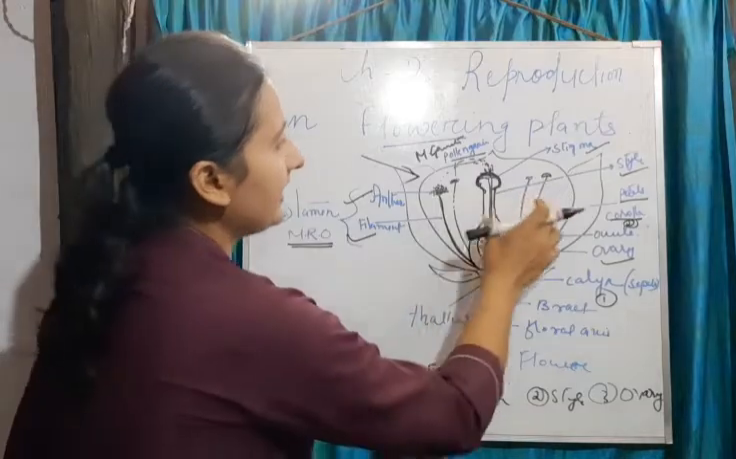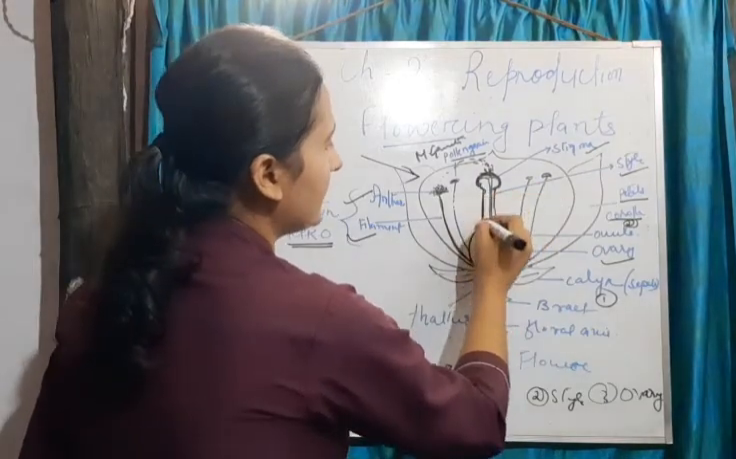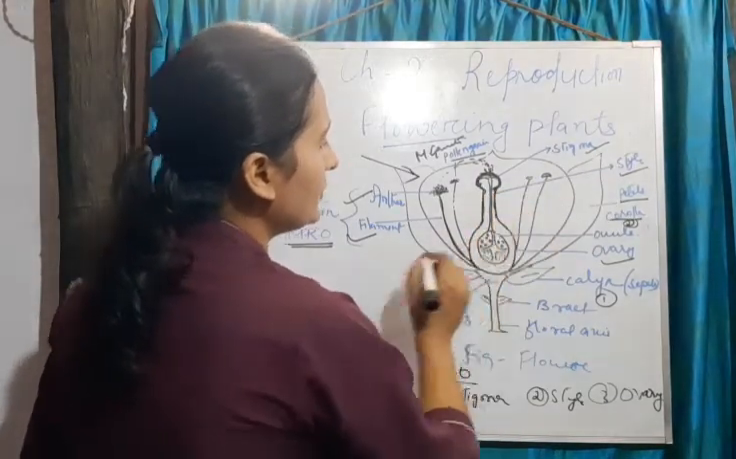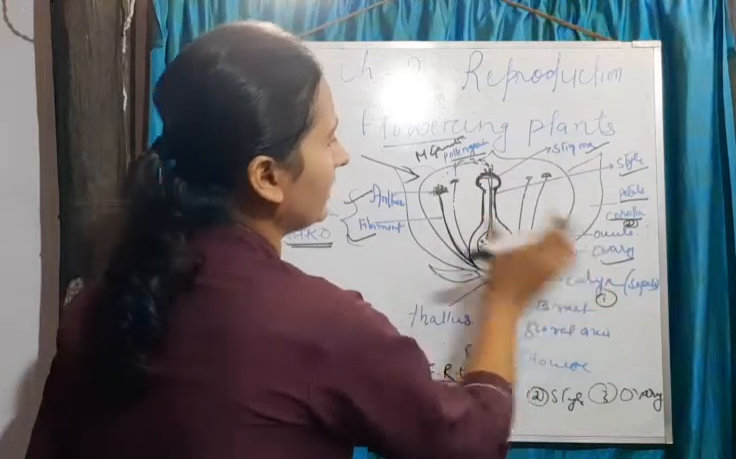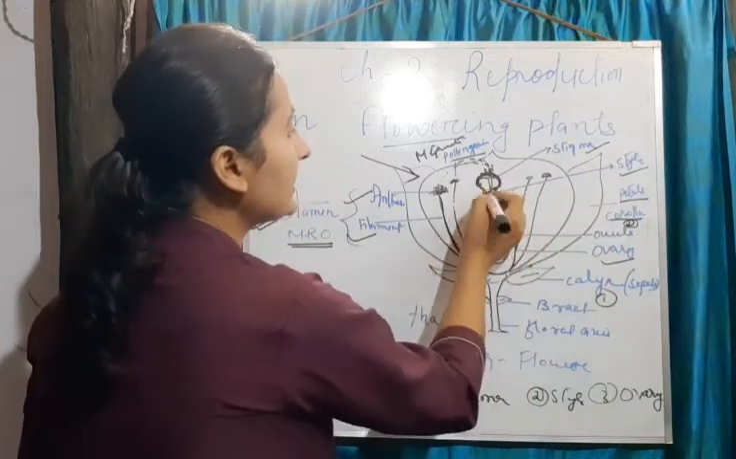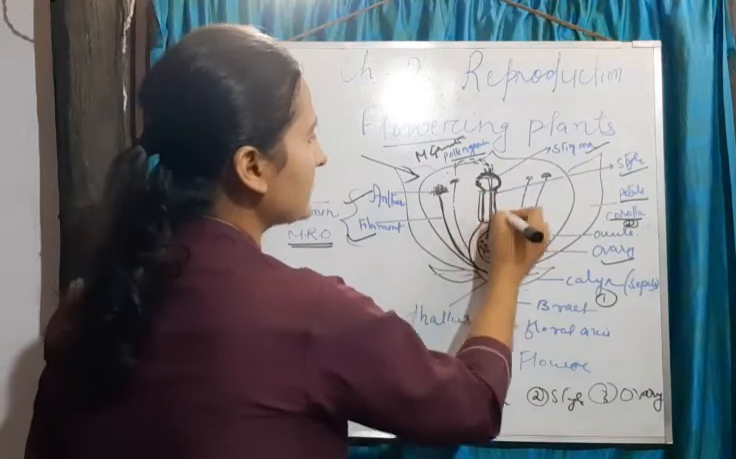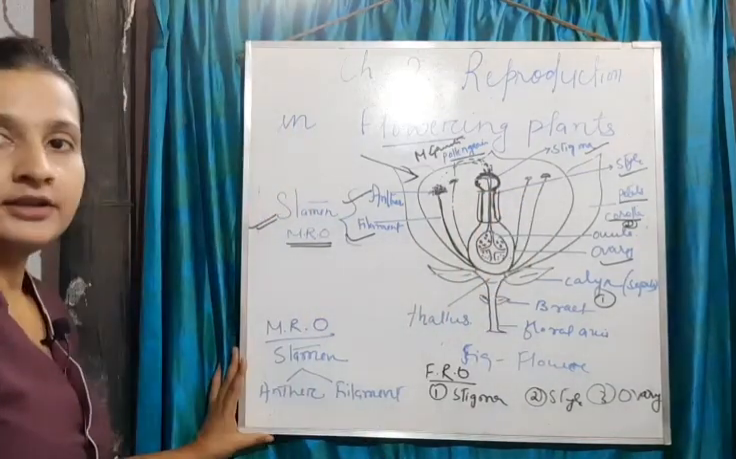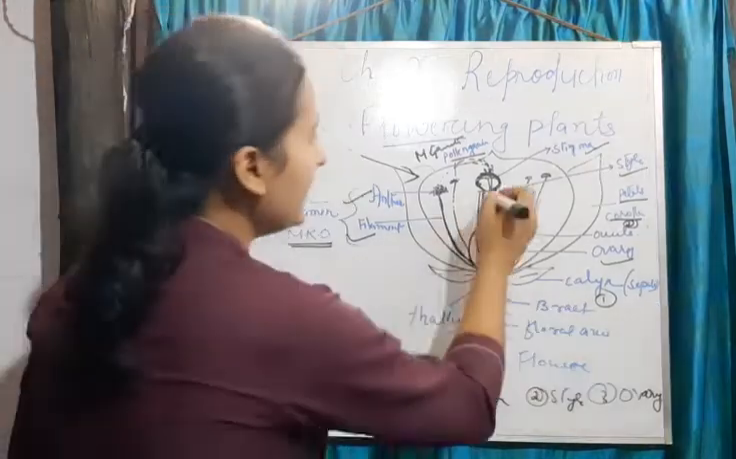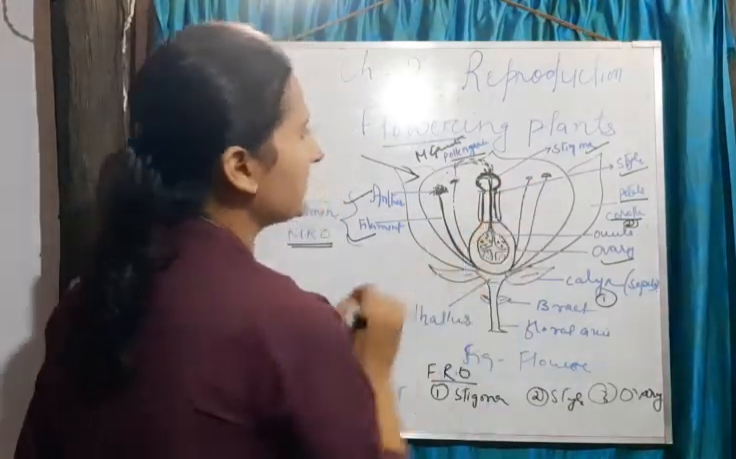All right. Second is the style. Now, what does this style do? And the third is your ovary. Now, the function of the style is that it connects the stigma and ovary. As you can see, this part is connecting the stigma and ovary, right? Inside there is a thin tube-like structure.